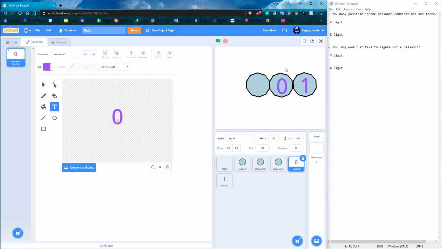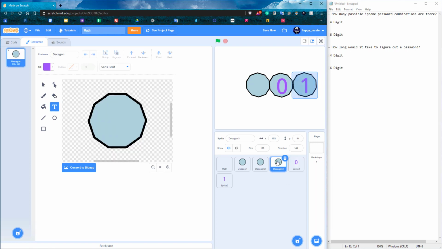And if we were to do that mathematically, it'd basically be 10 to the power of 3. So it's 10 times 10 times 10, which is 10 to the power of 3. Wait, sorry. 10 to the power of 2 is 10 times 10. So 10 to the power of 3 is 10 times 10 times 10. So a 4-digit passcode would be 10 to the power of 4.